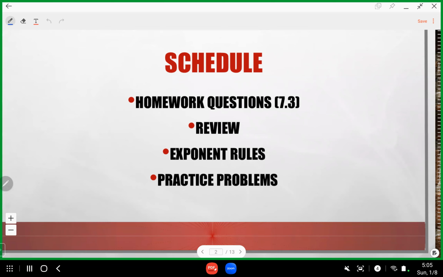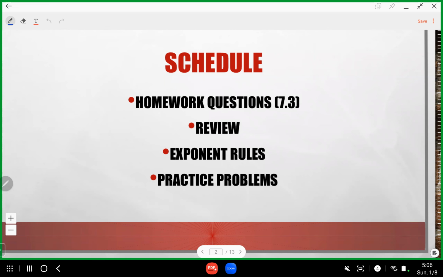Next, we are going to go over some exponent rules. Today we are going to be learning about exponents, and next time you're going to be learning about radicals. It should be a pretty short unit and pretty easy as well. I think this will be the last unit of this course. After this, with a whole course review, we'll probably be done with this course.